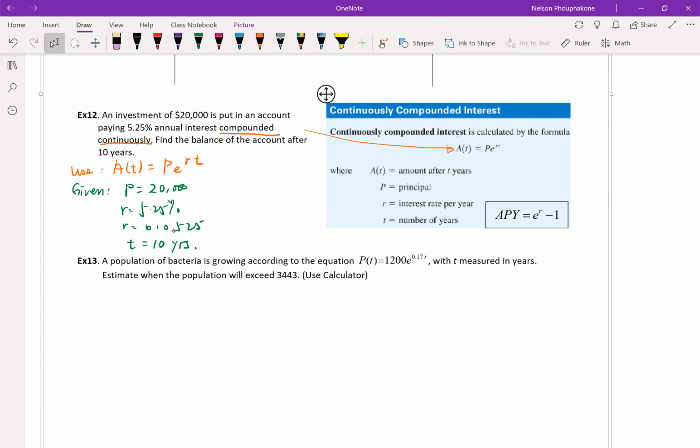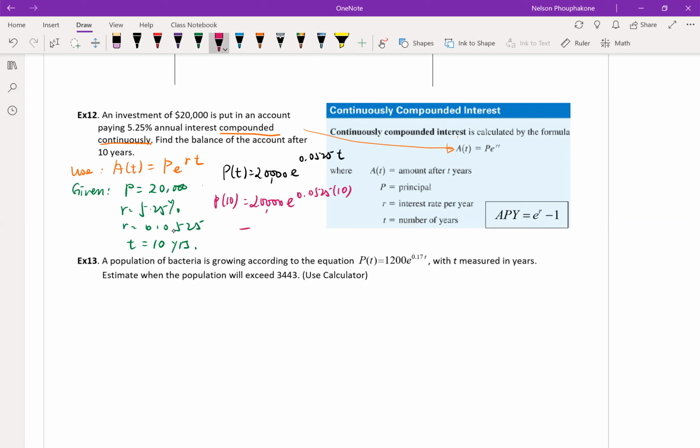Okay. So therefore, again, to this problem, I have A of t is 20,000 e to the 0.0525 times t. Then I have A of 10, and the answer.